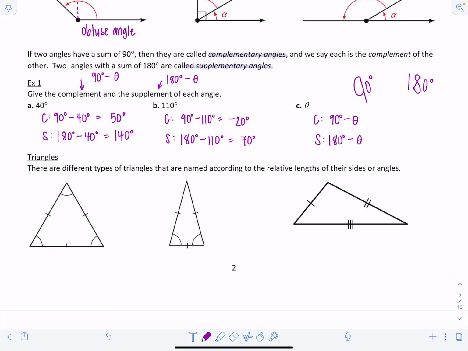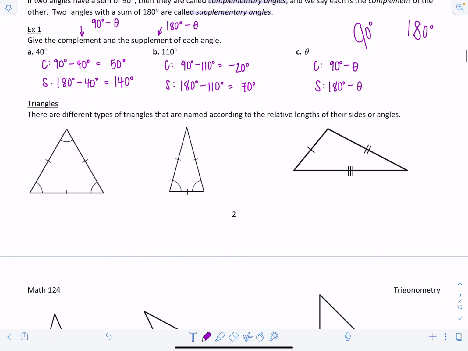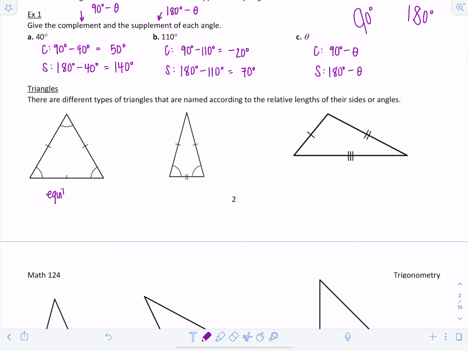Okay, now let's move on to triangles. Now there's different types of triangles and they're named according to the relative lengths of their sides or their angles. So we can classify triangles based on sides or angle measure. The first one shown here is equilateral. Equilateral is special because not only are all the sides equal in measure, and this is indicated by the tick mark or the little dash drawn through each side. So whenever that's done, that means whatever side has that tick mark is the same measure. All three sides are the same measure and all three angles are also the same measure.